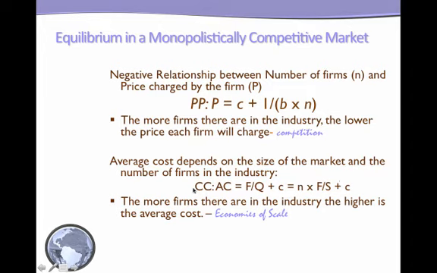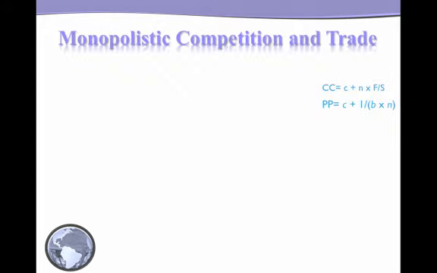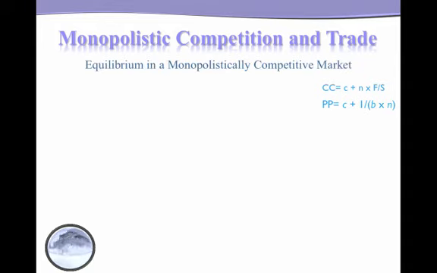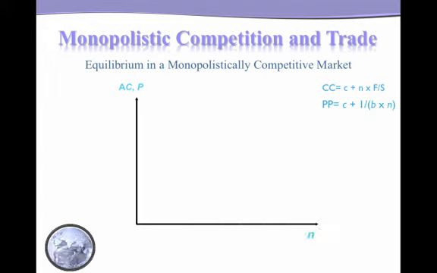The CC function gives you the relationship between the average cost and number of firms. When the number of firms increases, you have a smaller share of the market. Your output decreases. As your output decreases, your average cost will increase. This arises really from economies of scale. Now, let's draw these two equations on the same graph, and wherever they intersect, that would give us the market equilibrium.